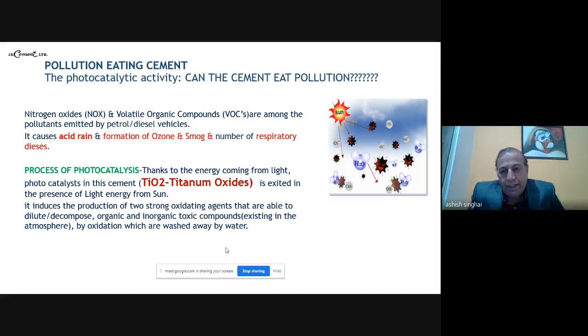Now, pollution eating cement is nothing but ordinary white cement to which we add a very small percentage of titanium oxide. The titanium oxide becomes a kind of catalyst that reacts with the white cement in such a way that it breaks the chemistry of the pollutants. So which are the major pollutants? Suppose I had painted the front elevation of a building with this pollution eating cement.